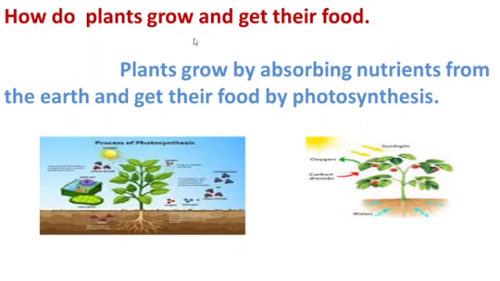How do plants grow and get their food? Plants grow by absorbing nutrients from the earth, and get their food by photosynthesis.